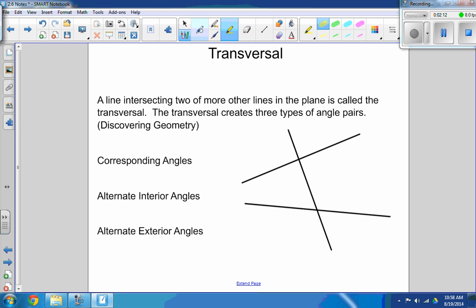Alternate exterior, same idea. Except now they're on the exterior of the two lines, on alternating sides of the transversal. And so our other set of alternate exterior angles will be here and here.